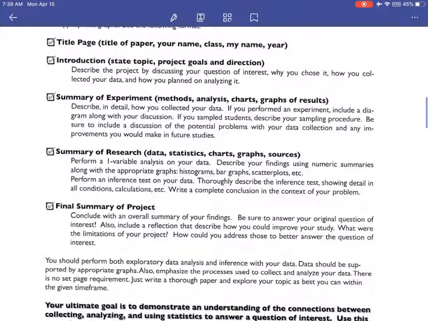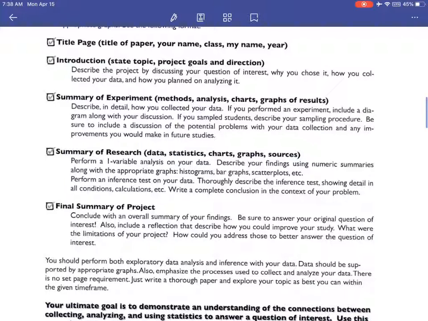So introduction, you're going to describe what your project is by discussing your question of interest, why you chose it, and then how you collected your data and how you plan on analyzing that. Then a summary of your experiment or observational study or survey. So basically, how did you collect all of your data, and putting your raw data points there.